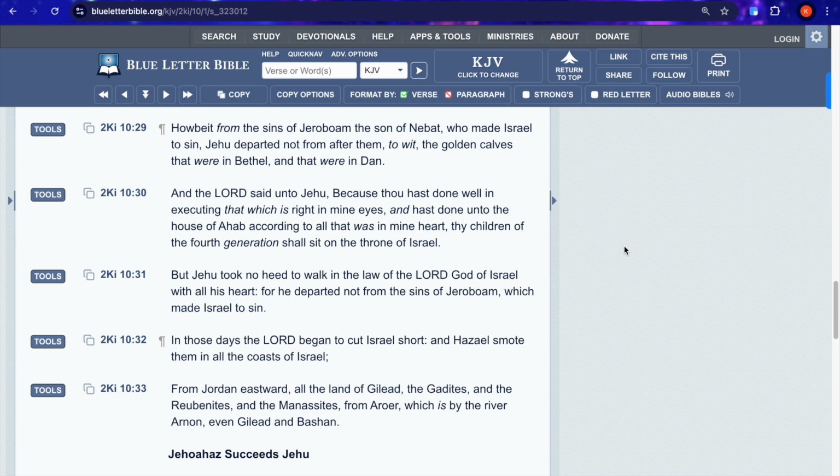Howbeit, from the sins of Jeroboam the son of Nebat, who made Israel to sin, Jehu departed not from after them, to wit, the golden calves that were in Bethel and that were in Dan. So basically, he destroyed Baal and the servants of Baal as well, but the golden calves that were built by Jeroboam, he didn't destroy those. He didn't depart from that, as it says.